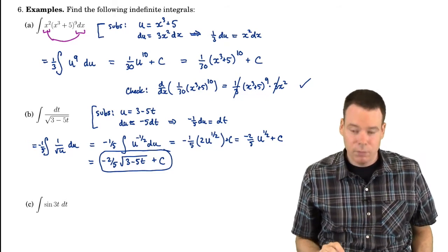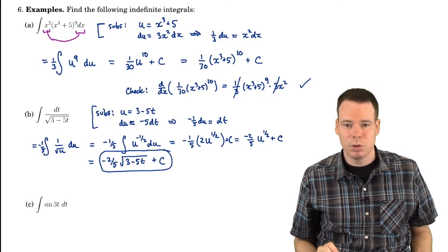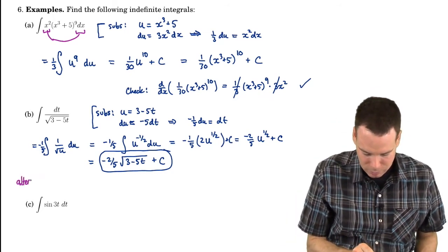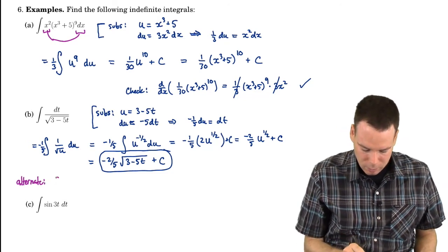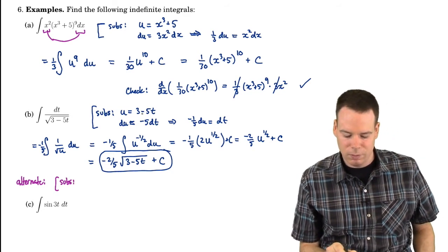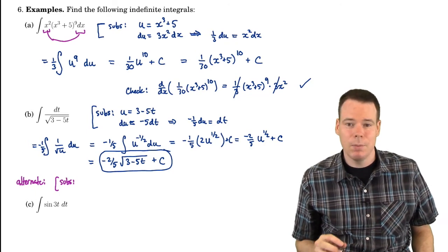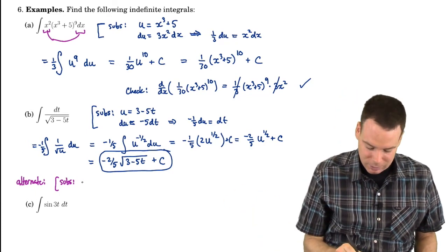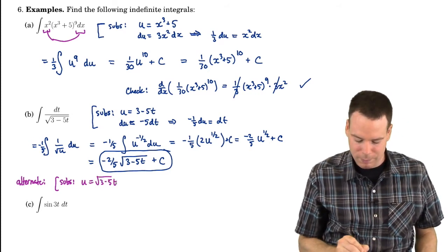Now you may have done something different. When you worked on this on your own, you may have come up with a different substitution, and that's perfectly all right. Let's maybe have a look. There is an alternate substitution you could have done here. What we're going to do is, instead of making the sort of conservative substitution where we just substitute for the 3 minus 5t, maybe we could get away with substituting for the whole denominator. So u equal to the square root of 3 minus 5t.